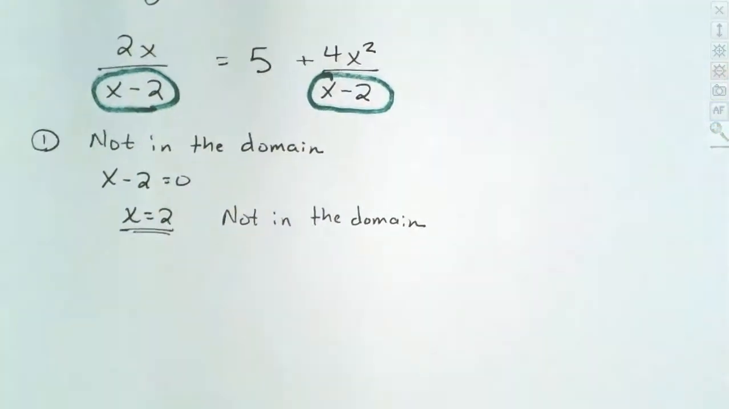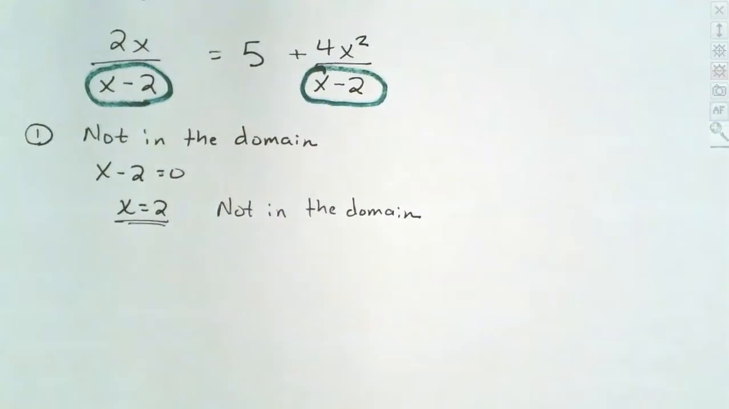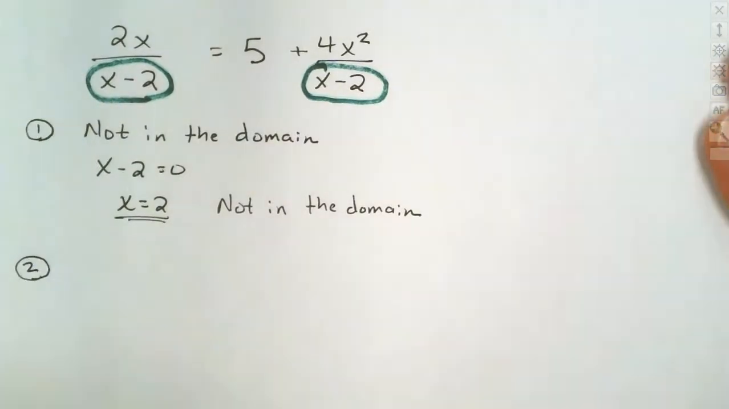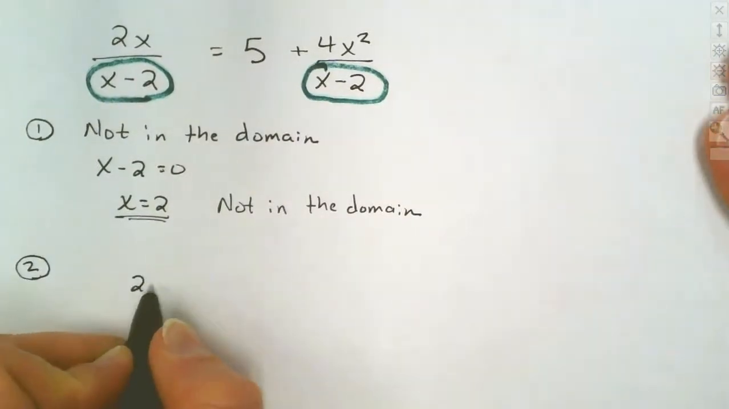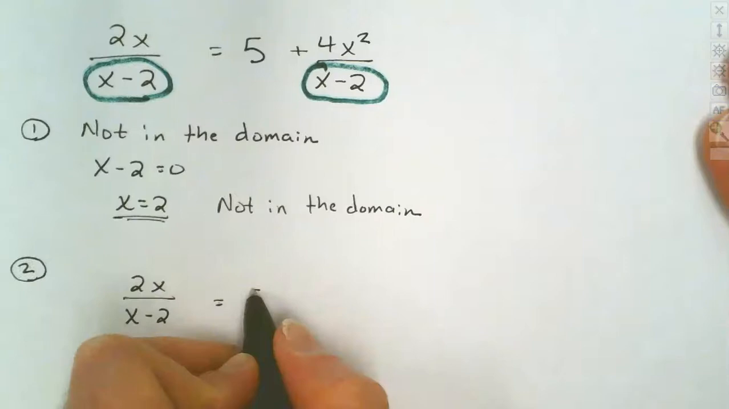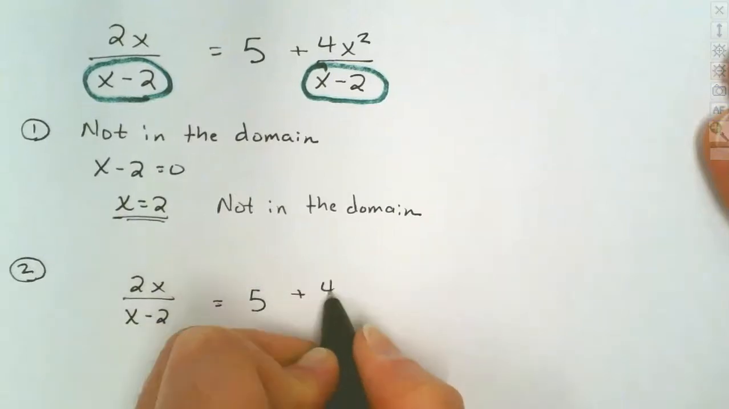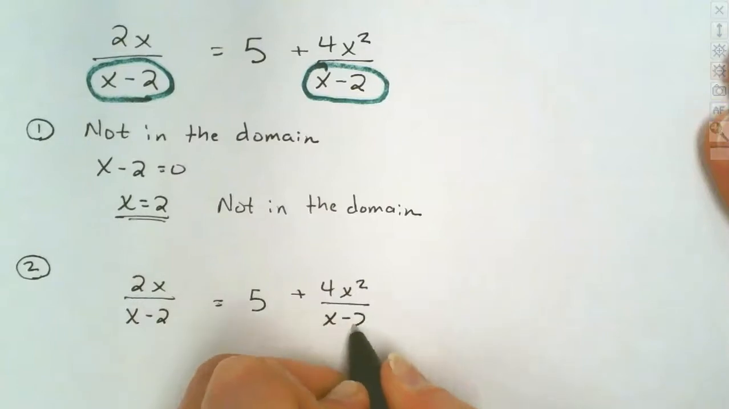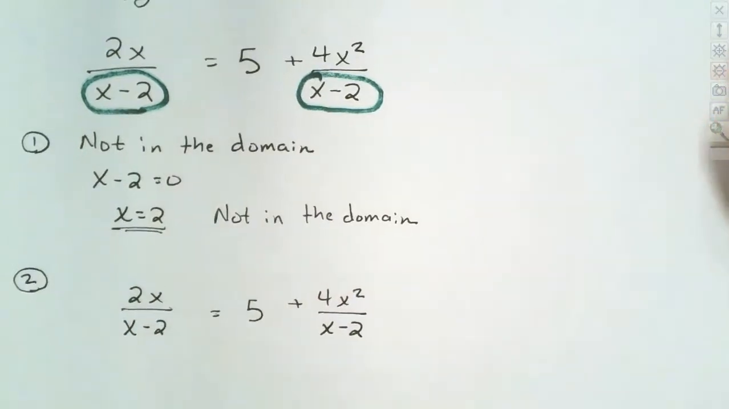Is everyone all right with that? Does everyone see what I did there? Now let's clear out our fractions. So step number 2. We've got 2x over x minus 2 equals 5 plus 4x squared over x minus 2. Now we need to clear out our fractions.